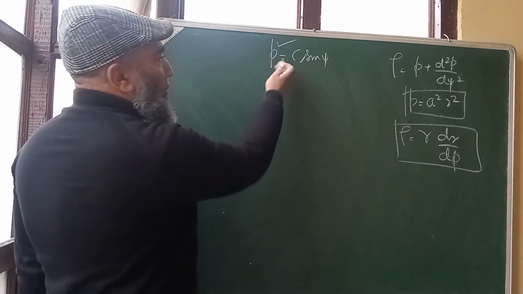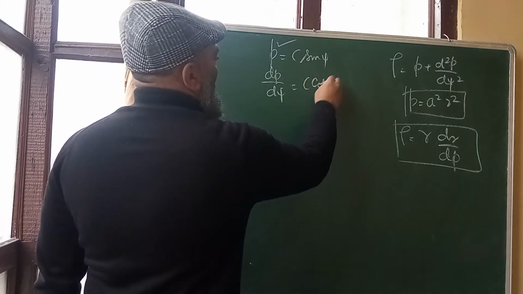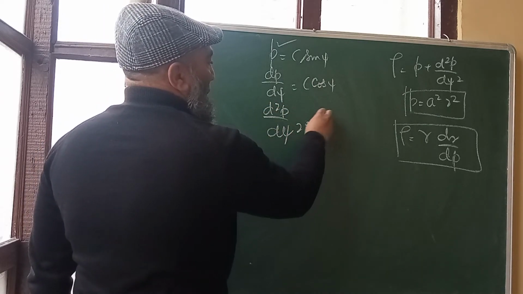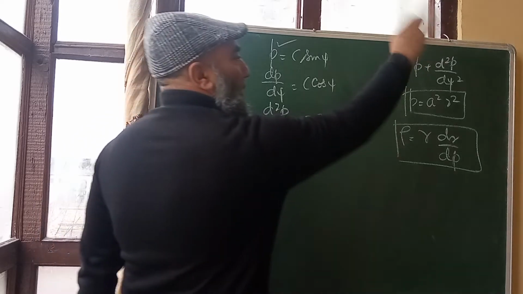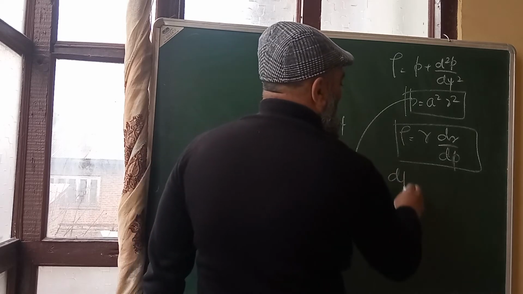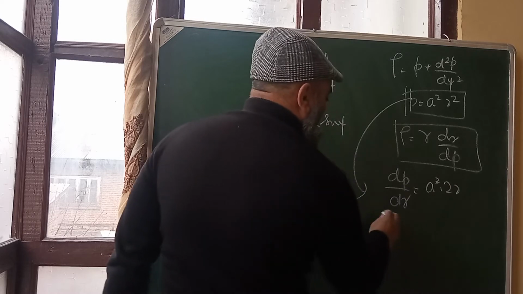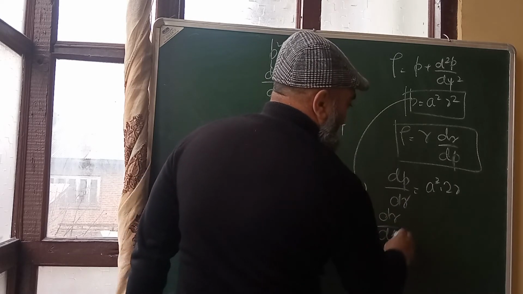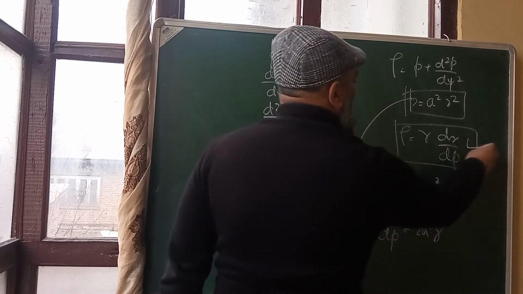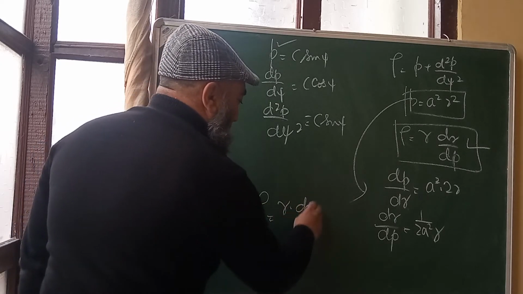For example, if you have this question, you can find dp by d psi. It is c cos psi, d2p by d psi 2 is minus c sin psi. Substitute here and you will get the answer. If you have this question, p equal to a square r, you have to find dp by dr. It is a square to r. So dr by dp is 1 by 2 a square r. So substitute here r and this. So rho is r dr by dp.